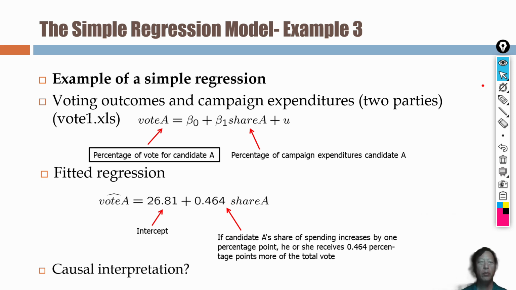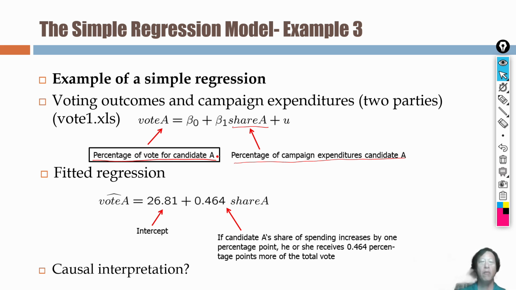Okay, now example 3 is voting outcome and campaign expenditure. So if you spend more money, you expect to get more votes, right? But how much? You can see share A is the percentage of campaign expenditure of candidate A, and this is the percentage of the vote for candidate A. Then you can compare percentage versus percentage.